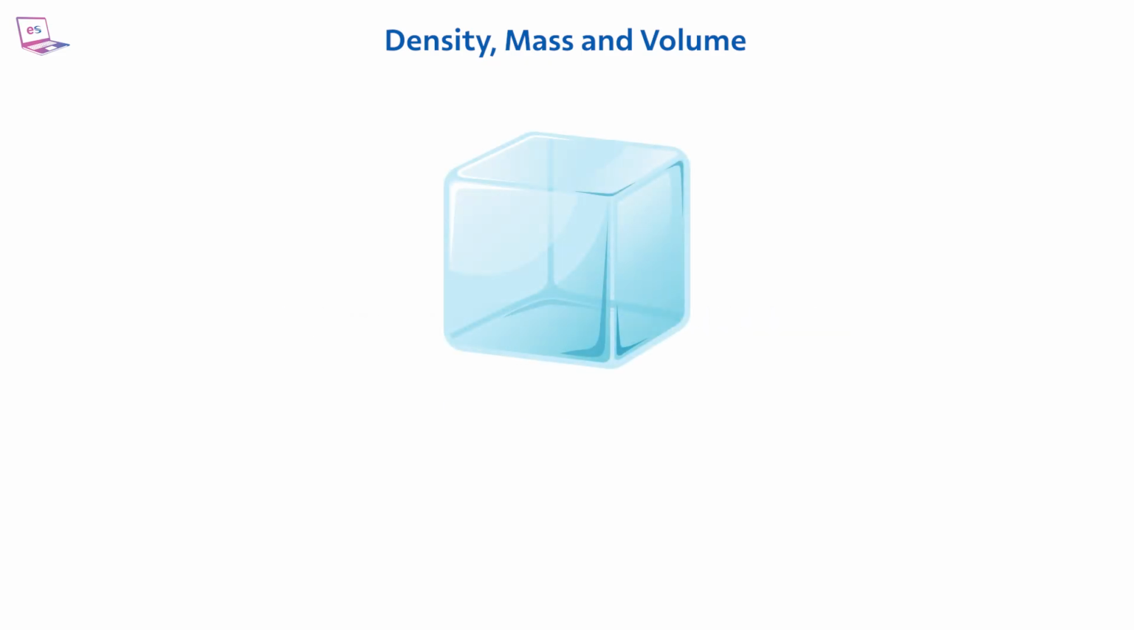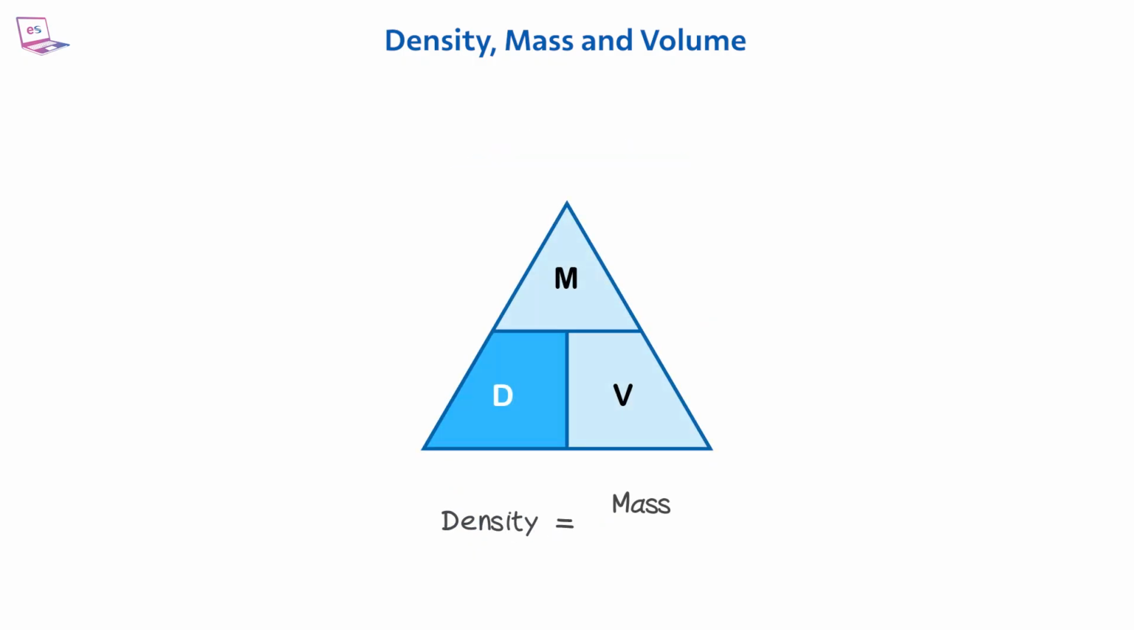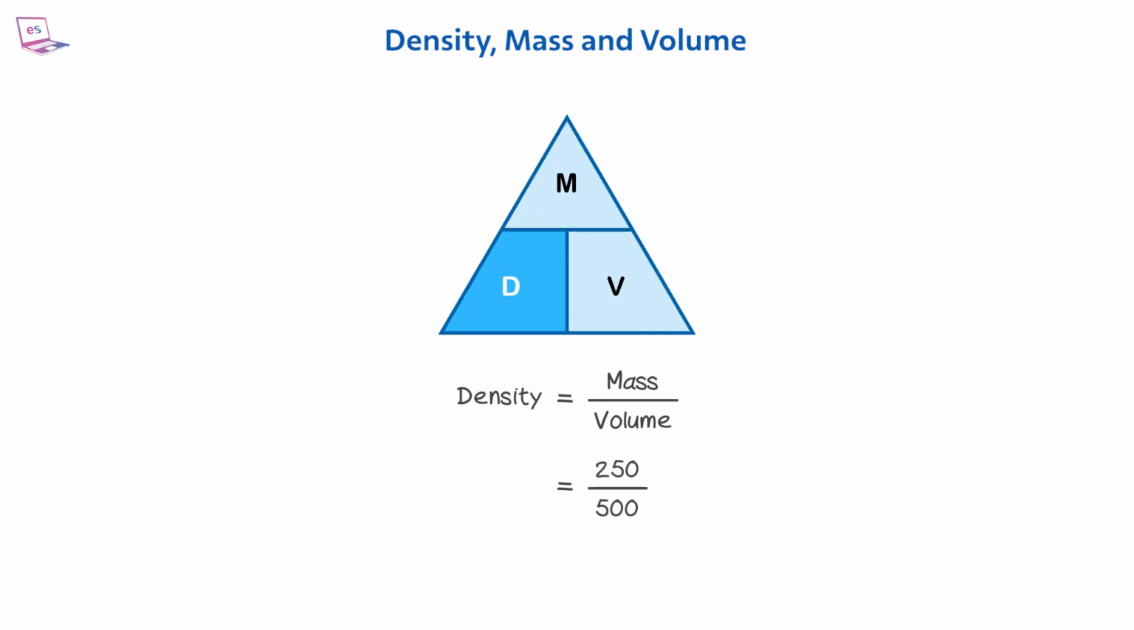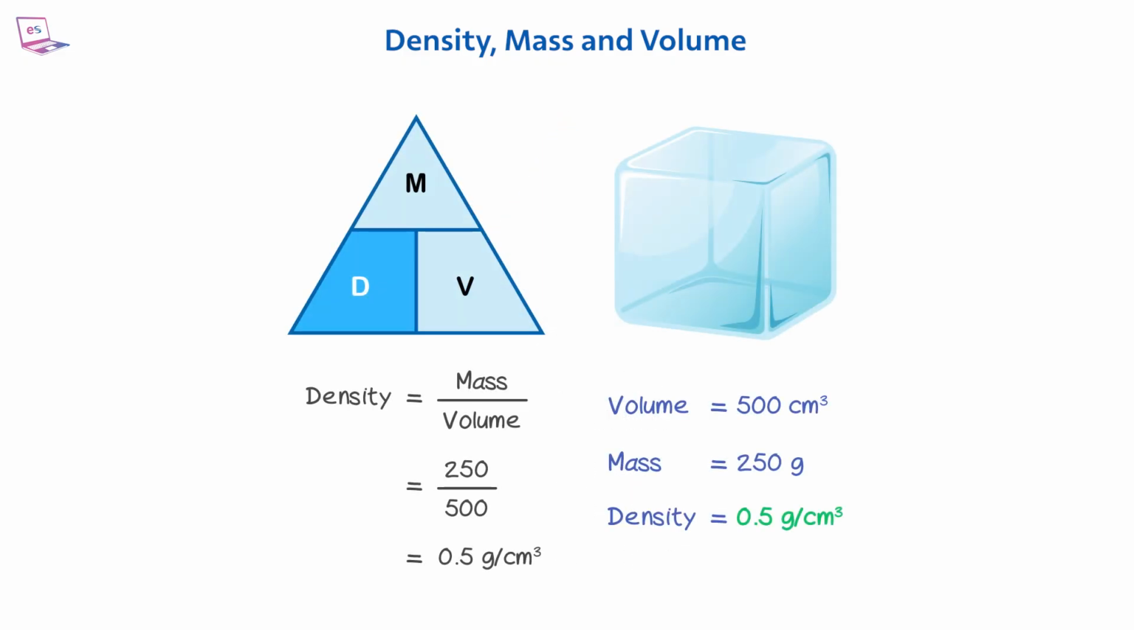A block of ice has a volume of 500 cubic centimeters and a mass of 250 grams. Calculate the density of the ice. Here, the volume and mass of the ice are given, and the density of ice needs to be calculated. Density equals mass divided by volume. Let's substitute the values in the formula. Density equals 250 divided by 500, which equals 0.5. The density of the ice is 0.5 grams per cubic centimeter.